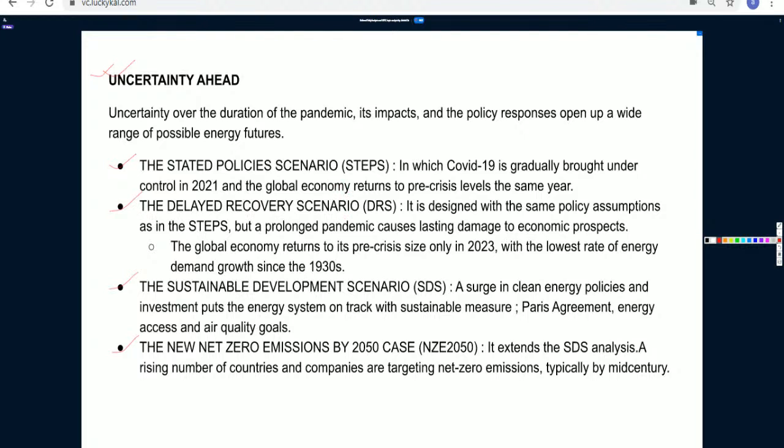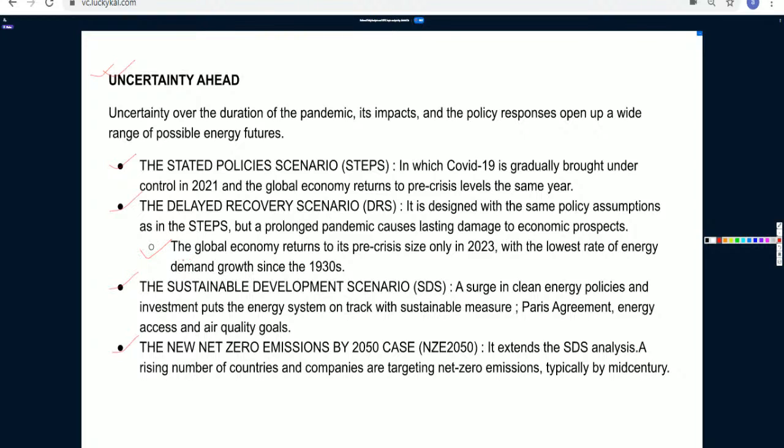The second scenario is the Delayed Recovery Scenario, in short known as DRS. It is designed with the same policy assumptions as in the STEPS, but a prolonged pandemic causes lasting damage to economic prospects. Under the Delayed Recovery Scenario, it is similar to the Stated Policies Scenario, but here the recovery may take a longer duration. If the recovery takes longer, going back to the pre-pandemic situation will take more time.